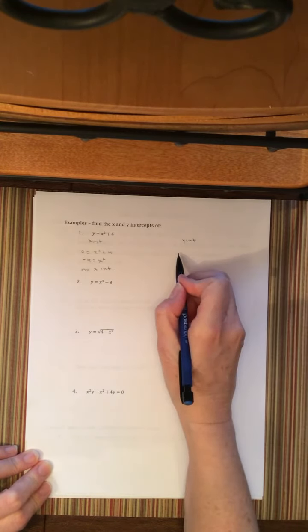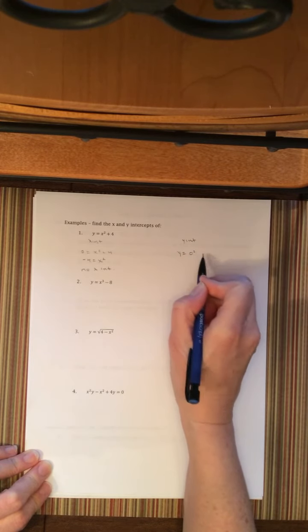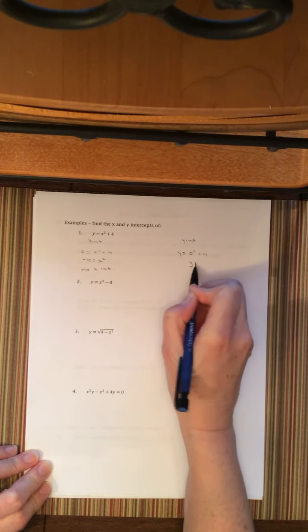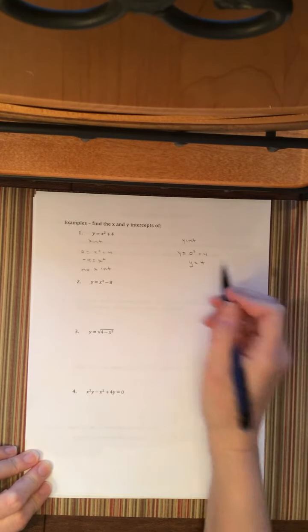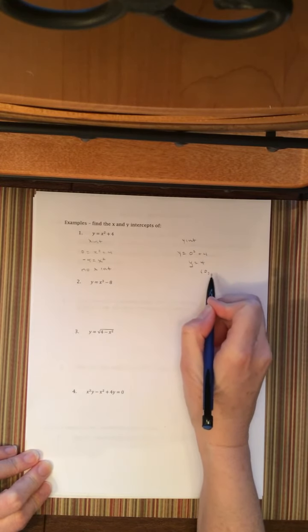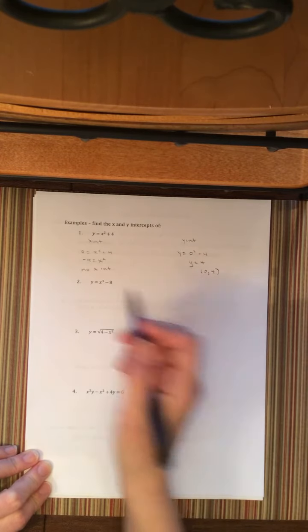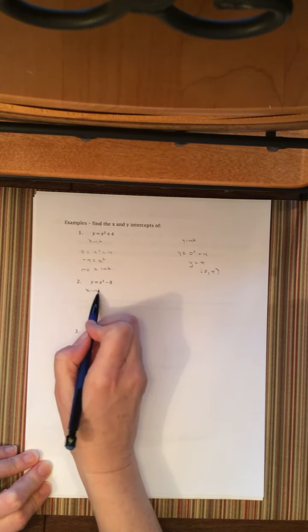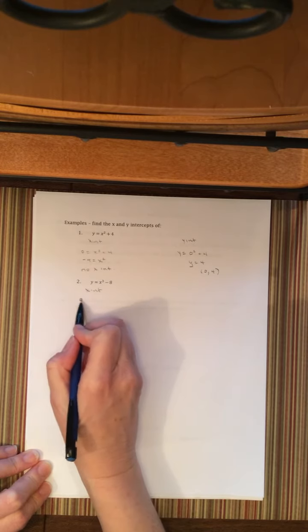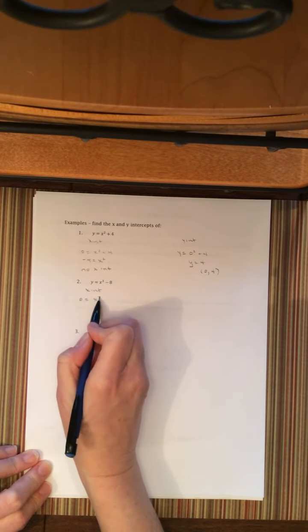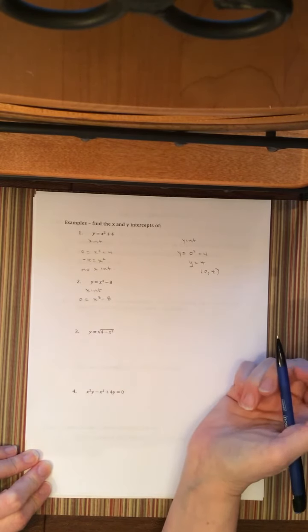My y-intercept, I'd set x equal to 0, and my y-intercept is 4. You want to write that as a point where when x is 0, y is 4. Here for the x-intercept, I will solve 0 equals x cubed minus 8.